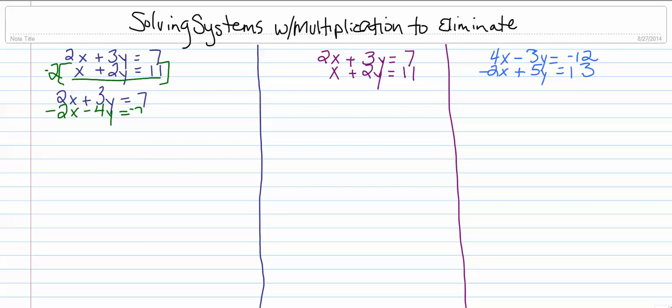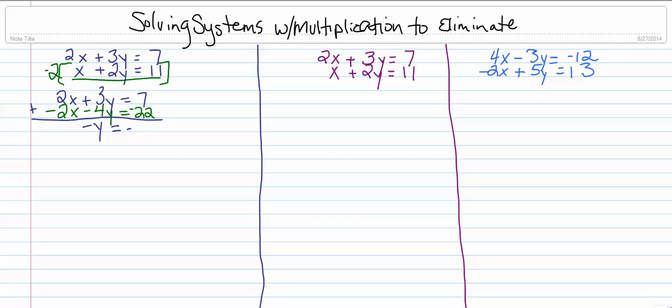Now I will add these two equations together. Remember, if you create a pair of opposite coefficients, then you can always add the equations. You never have to worry about subtracting. So I'm going to add 2 to negative 2, which produces 0. So I've eliminated the x just for the time being. I'm going to add a positive 3 to a negative 4, and I get negative 1y, or just negative y. And I'm going to add 7 to negative 22. Well, 7 plus negative 22 becomes negative 15.